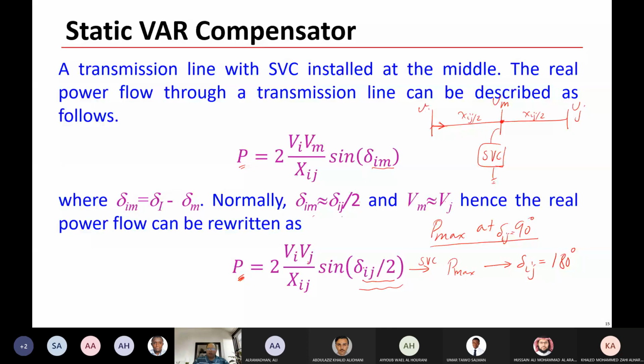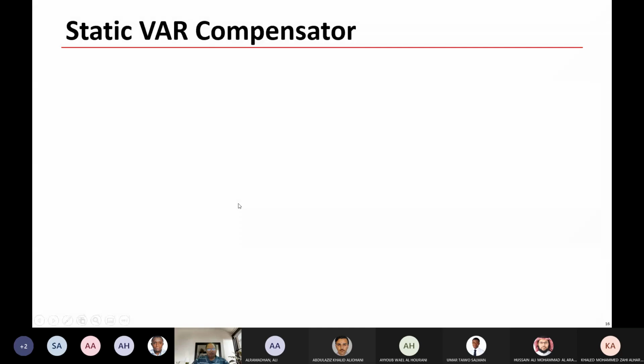If delta Ij equal to 180, so this sine becomes 1. So the maximum power will be transferred if delta ij equal to 180 degrees. And the maximum power here is double the maximum power here. Here, if this is Bm, this is 2B M. This is 2B max. So the power curve is completely different in case of these FACTS devices, as we'll see here.